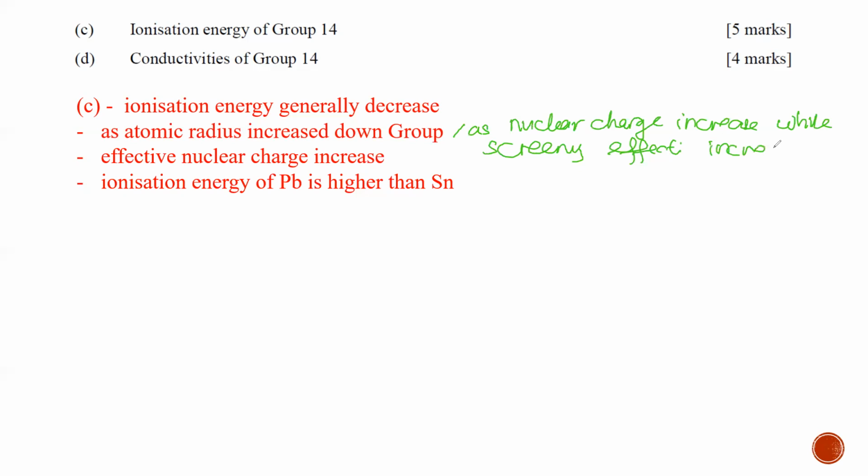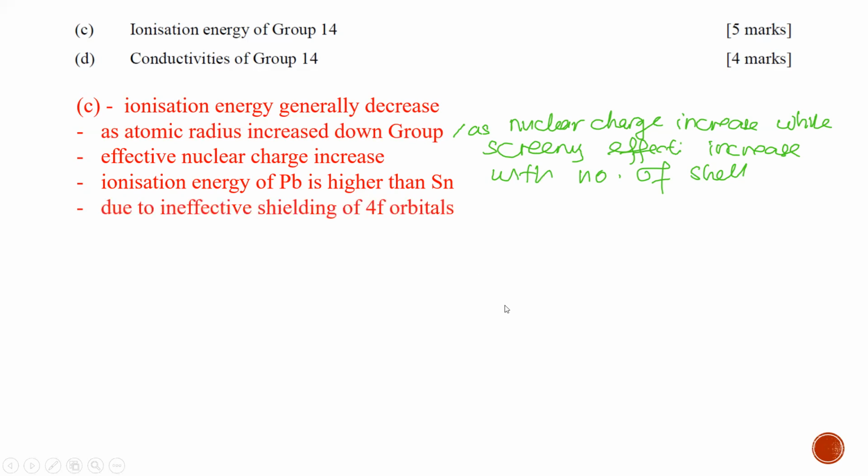Increase with the reduction. Okay, and finally, you should also explain why the ionization energy of lead is higher than tin, due to the ineffective shielding of the 4f orbitals in here. Okay, so as a student, you just write everything that you know about how to explain the ionization energy.